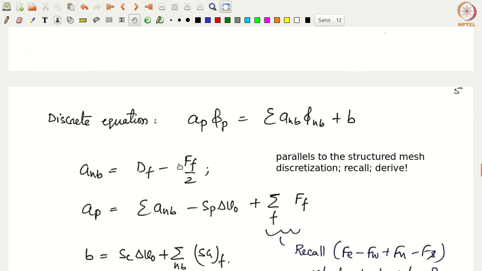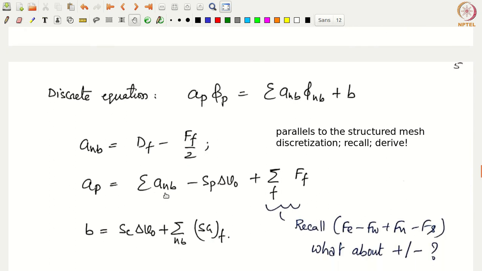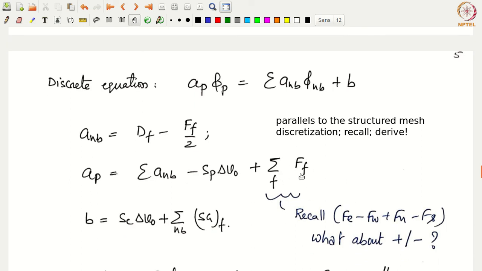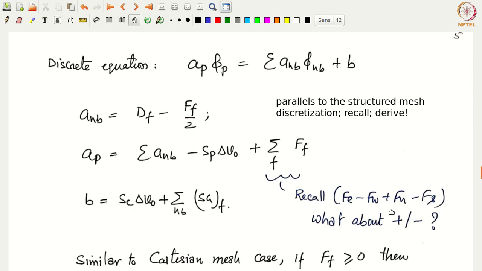What about AP? AP would be, of course, the sum of sigma A and B, the sum of all these, but remember that this would come with a plus. So as a result, we will have this extra term, right? Fe minus Fw plus Fn minus Fs in the context of the central difference scheme. That same thing comes here. But again, we don't have plus minus here, so this will be a summation of FF, right? We would not have that plus minus here. Recall that was there in the context of structured meshes. So this A and B would basically be DF minus FF by 2. That is the reason we are getting this.